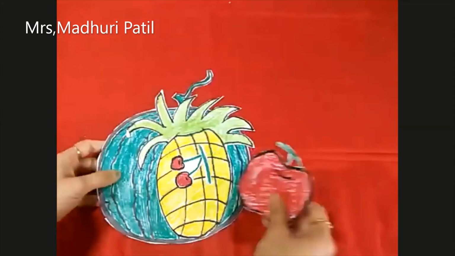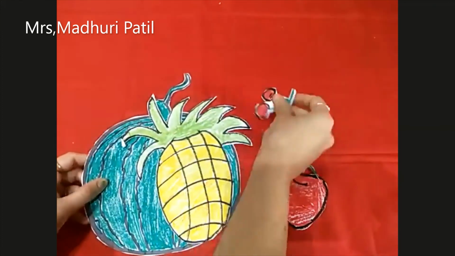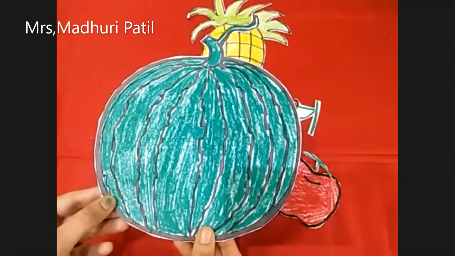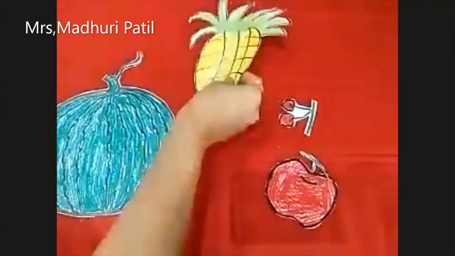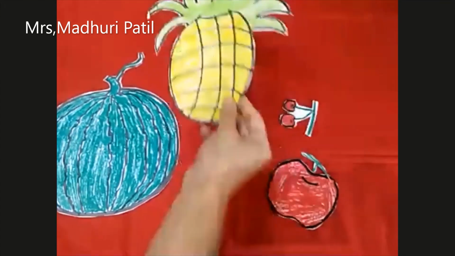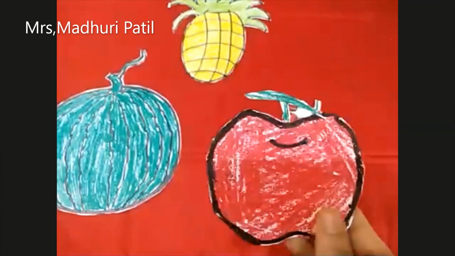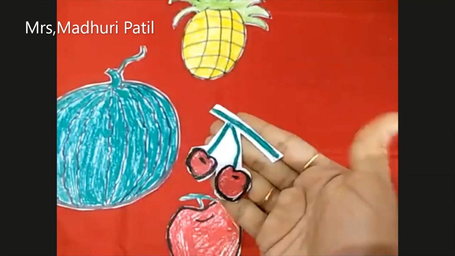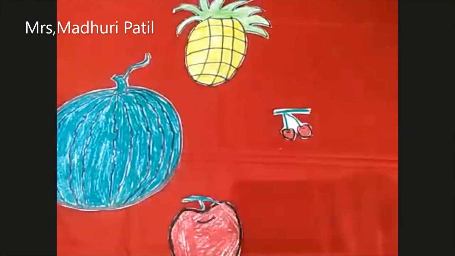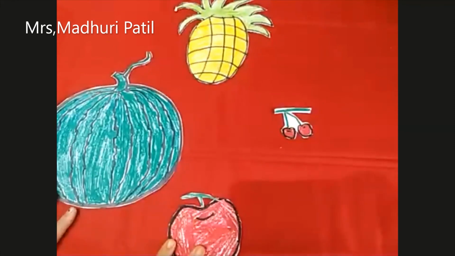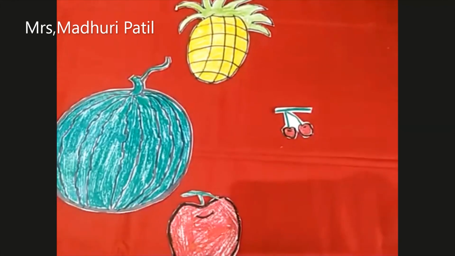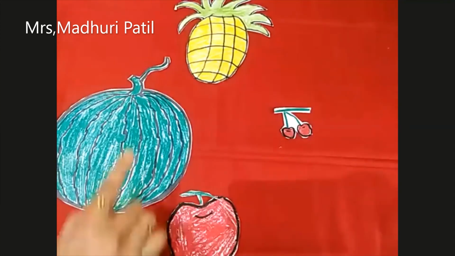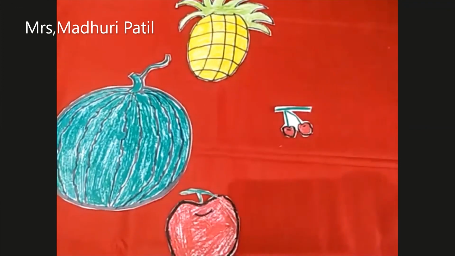For examples, you can see some cutouts of fruits I have. Students, tell me which fruit is this? Watermelon. Very good. Which fruit is this? Pineapple. Very good. Apple. Very good. Cherry. Very good. Now what are we going to do? We are going to arrange them in increasing order according to their size.